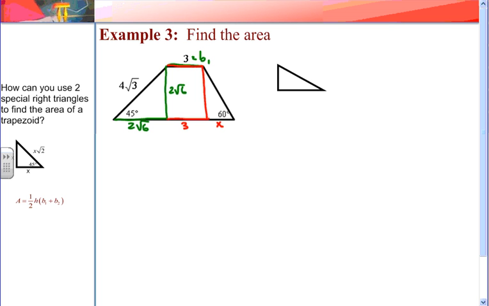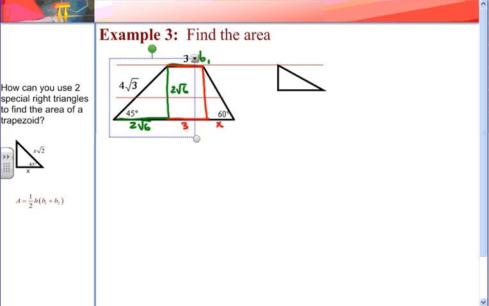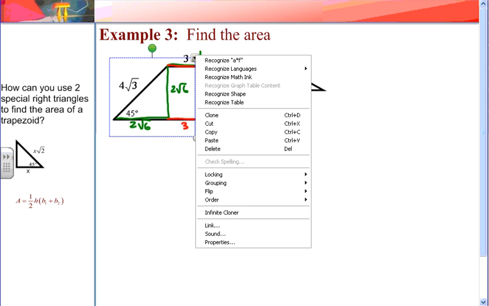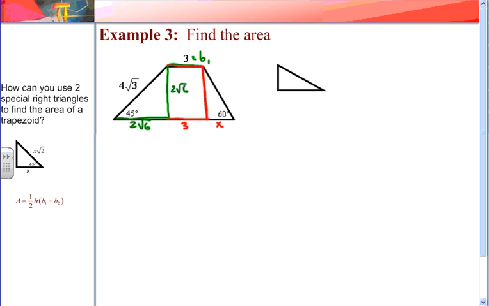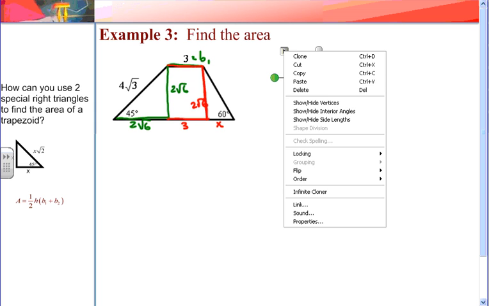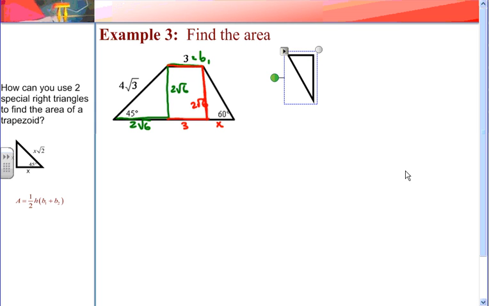But since this height here was 2 root 6, that means the other height is also 2 root 6. So this piece here is 2 root 6. So essentially what we have is a 30, 60, 90 triangle, right? We see that 60 degrees in there. But what we have is the height, 2 root 6. We have a 60-degree angle. And what we want is that little piece right there. Because that's across from the 60 degrees, that has to be the long leg. And this has to be the short leg.